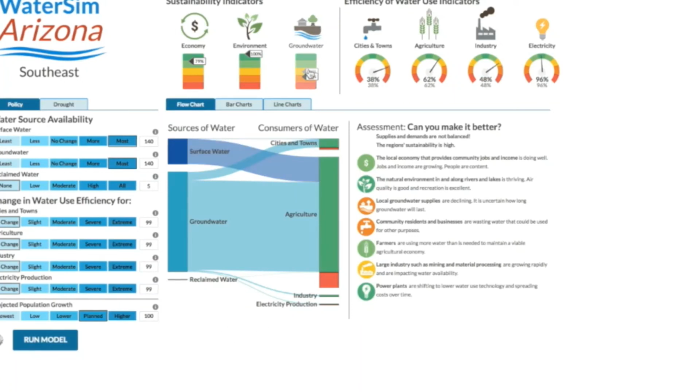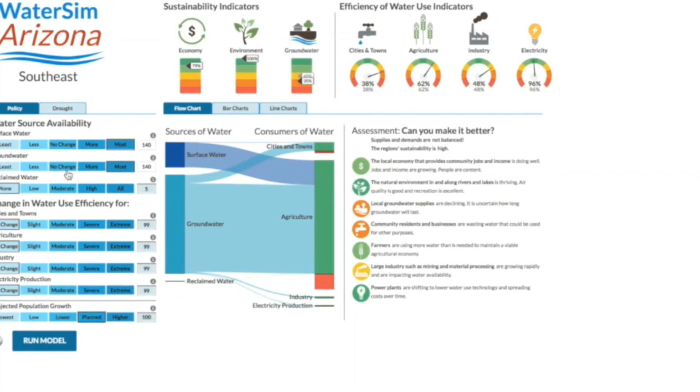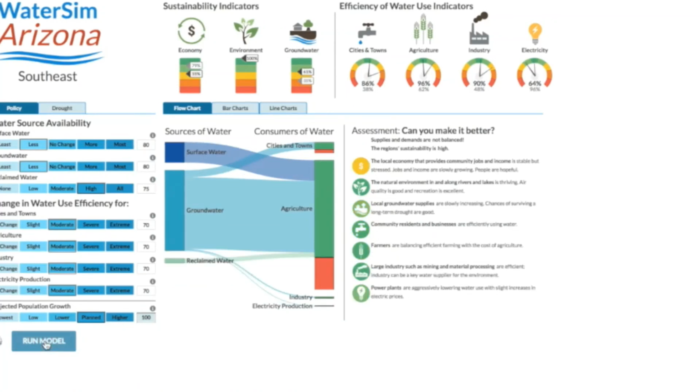For example, the groundwater sustainability indicator is now closer to the red zone. If we wanted to have sustainable water use for the environment, we would decrease the amount of surface water and groundwater available, increase the amount of reclaimed water being used, and increase the efficiency for our industries and consumers. Once clicking the Run Model button, you will notice that the groundwater sustainability indicator improved, while the economy decreased.